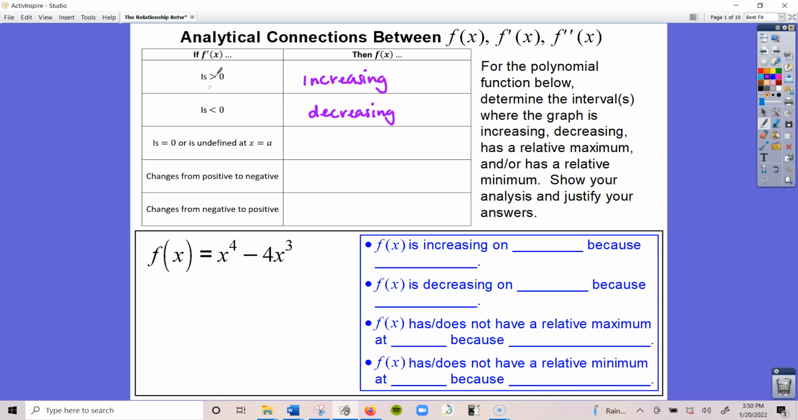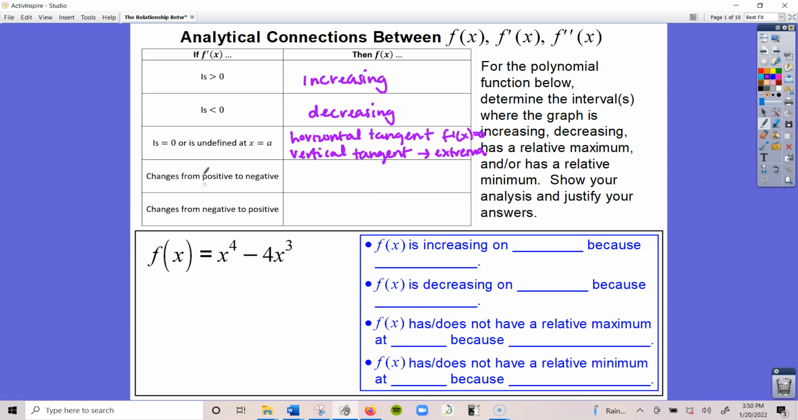If f prime of x is equal to 0 or is undefined at x is equal to some number, then what that means is that you have either a horizontal tangent, that's when f prime of x is equal to 0, or if it's undefined, that's when you have the vertical tangent. This also means that you can have extrema.